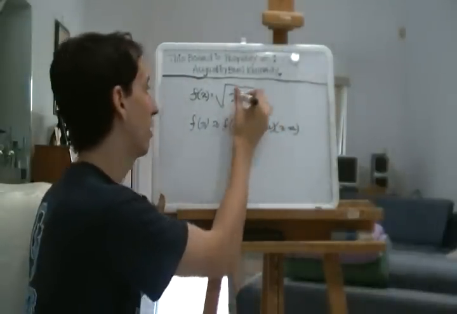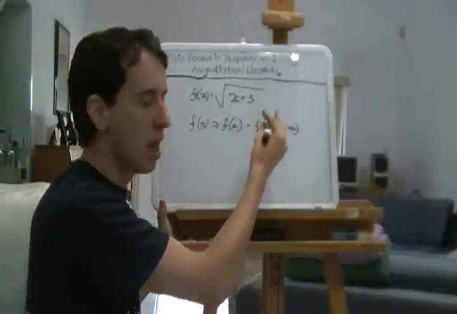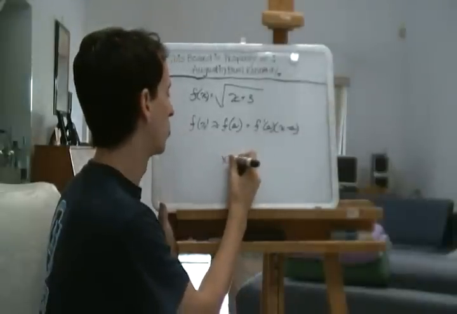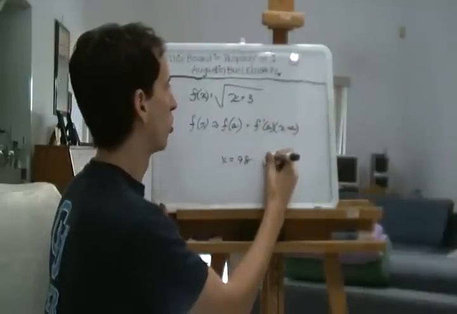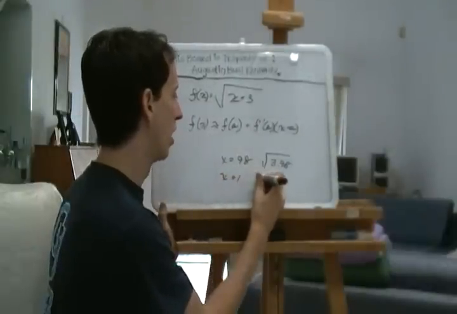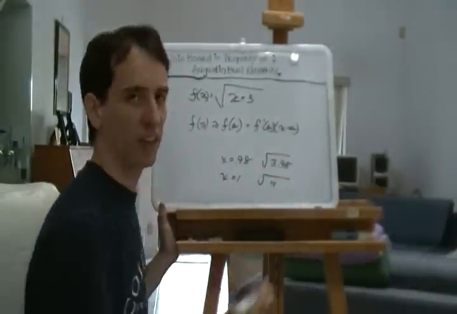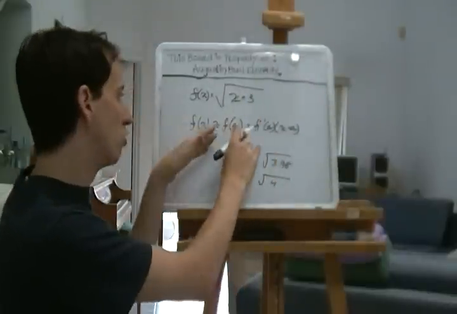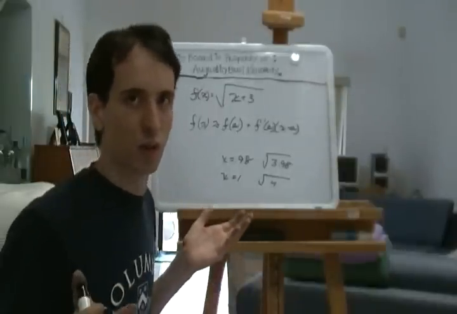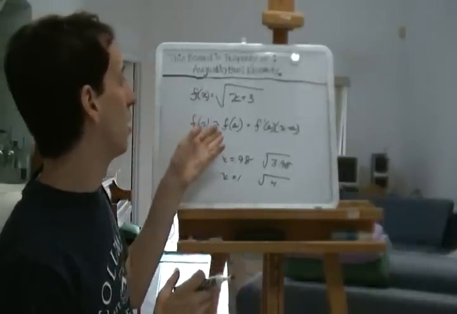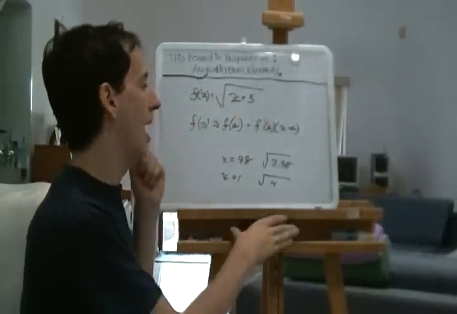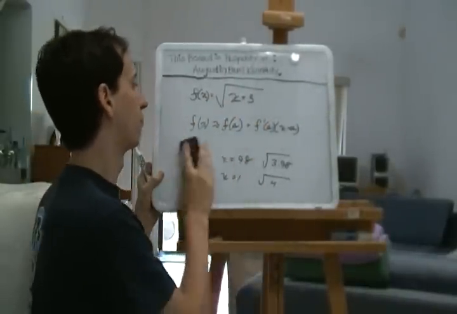It was really easy to find out this function at 1. It's 2. It was really hard to find out this function at 3.98. When x equals 0.98, that's 3 plus 0.98 is 3.98. That was hard to do. X equals 1, that's 3 plus 1, that's square root of 4. That's really easy. So using this formula right here, we were able to take something, 3.98, that we normally never could have done, and make it really easy by plugging in f equals a plus f prime a times x minus a. And that's the idea behind a linearization.